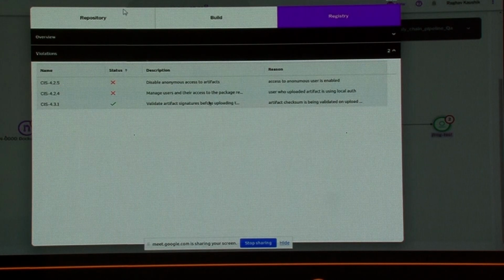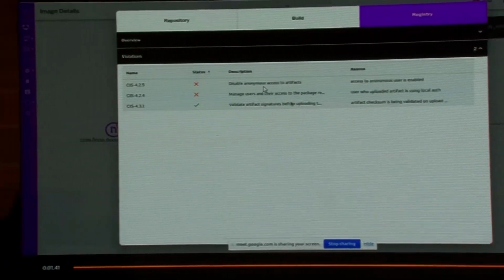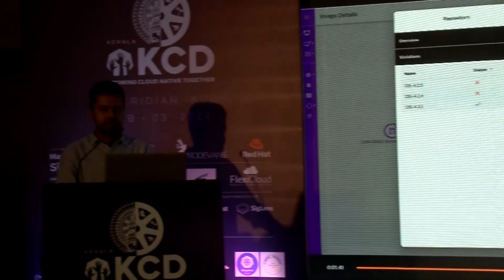So the first one, if you see here, it says disable anonymous access to artifacts. What this means is that you have enabled anonymous access to your artifacts, which can be dangerous. You will not be able to find who did what, because the log would just say that anonymous user did this and did that, right?